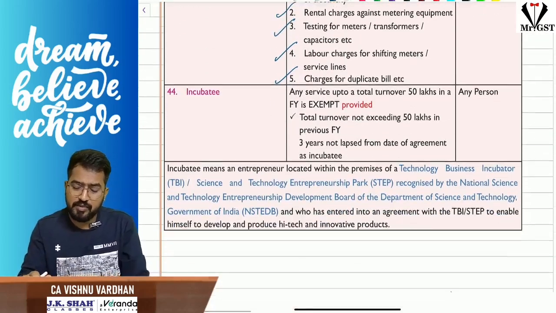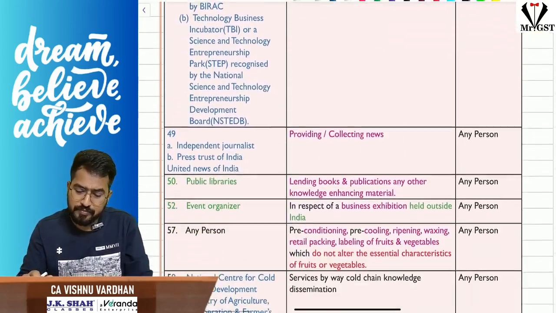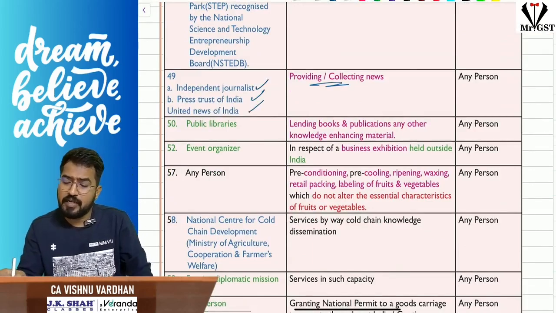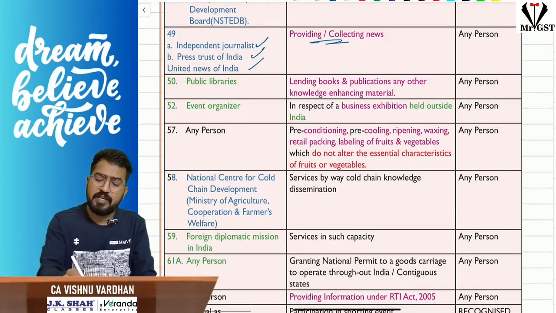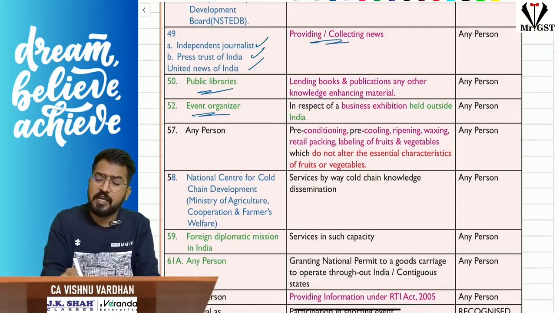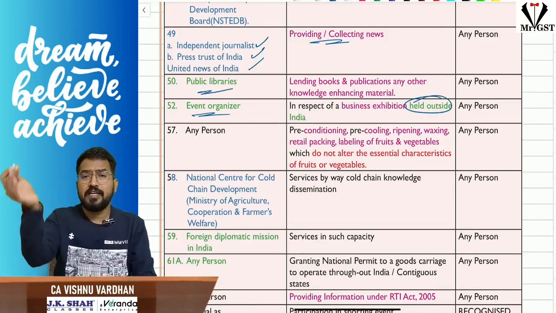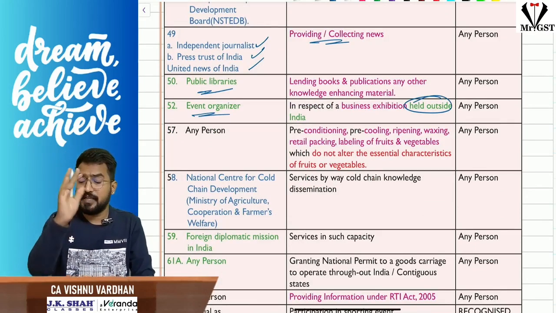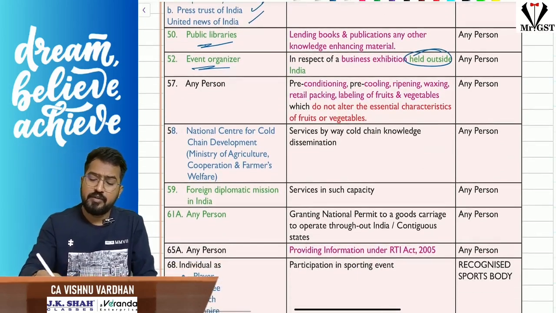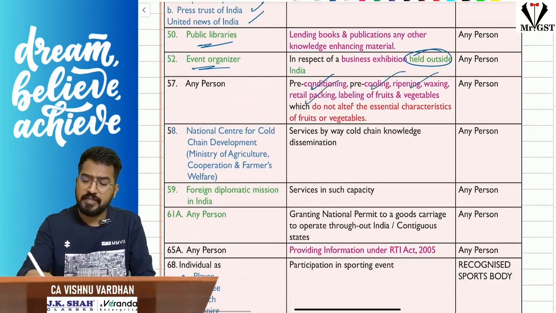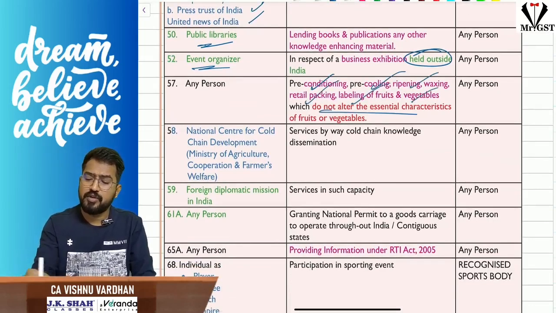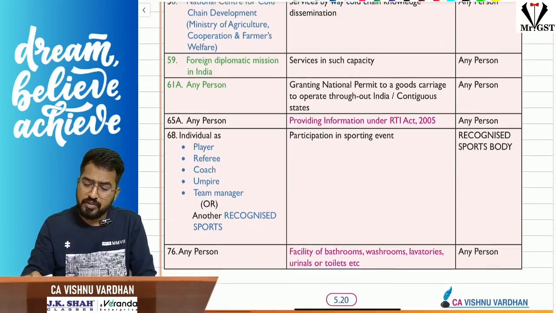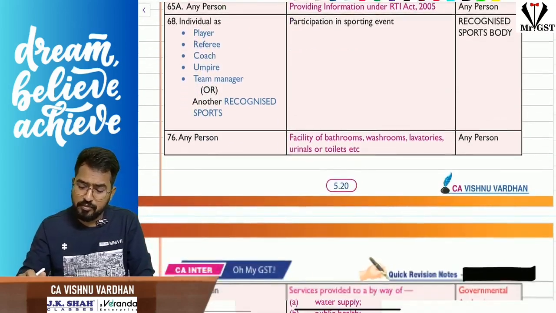Remaining things, yes, you can just go through these points. Any independent journalist or Press Trust of India providing services of collecting news or providing news is exempt under GST. Public libraries providing their service is exempt under GST. Event organizer conducting an event of business exhibition outside India is exempt under GST. If it is inside India, it is taxable. Right? Next, preconditioning, pre-cooling, ripening, waxing, retail packing, labeling of fruits, all the stuff which does not alter the essential characteristics of fruits and vegetables, that is also exempt under GST. So you can just go through all these things. Yes, we are almost done with that.